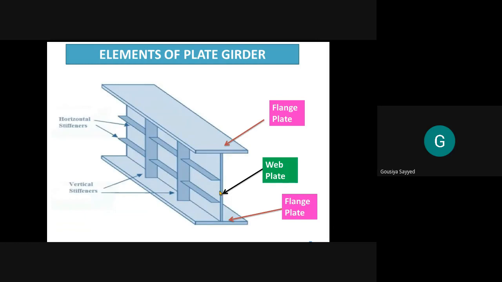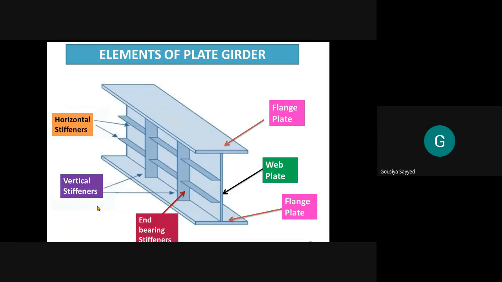So to strengthen the web plate, here we have to provide a horizontal plate known as horizontal stiffener or longitudinal stiffener. And the vertical plate which is connected to the web to strengthen it is the vertical stiffener. So these stiffeners are of three types: the first, end bearing stiffener, intermediate stiffener and load bearing stiffener.